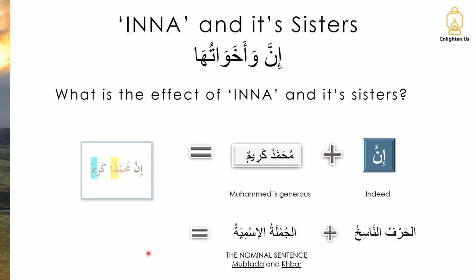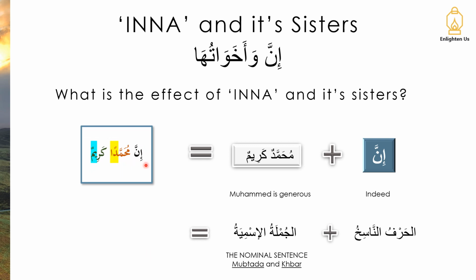Well, what's the outcome? What happens here? Well, you'll see we end up with inna Muhammadan Kareemun. Inna Muhammadan Kareem, indeed Muhammad is generous. So what's happened here? We have ism inna, and that's Muhammadan, and the ism is now nasab. So what was originally the mubtada, we now term ism inna, and the harful nasikh inna converts it to nasab, it changes its state. Kareemun, we now term khabar inna, and it remains in rafa.